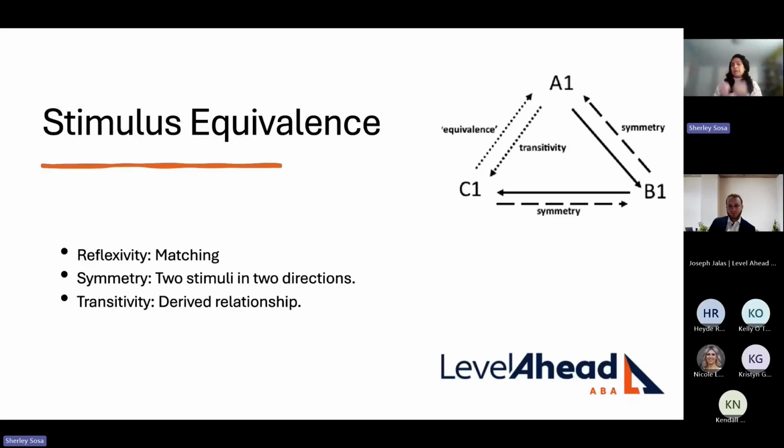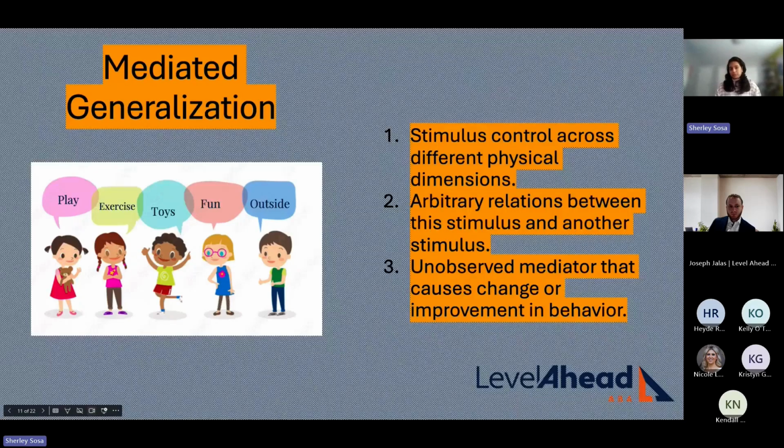But the next step is where the derived relationships occur. And according to the relational frame theory, this is a special generalized form of relational responding, and it happens when we have understanding between A and C and A. So what's mediated generalization? It's transferring stimulus control across different physical dimensions.